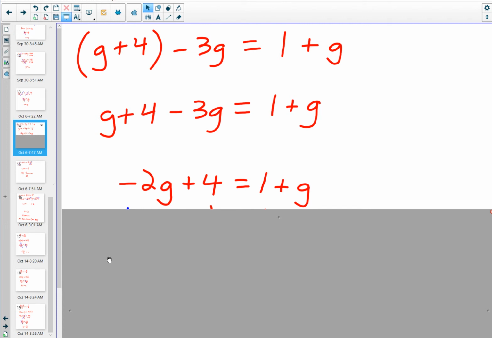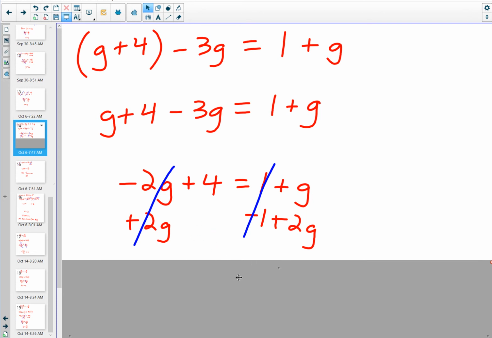Okay. Well, now, after these two extra steps, this equation has become like the last one I just did. I need to put the g's on the same side. Not because you have to, but I recommend to move the smaller coefficient. What number is smaller, negative 2 or positive 1? Negative 2. So I'm going to add 2g to both sides. Not because I have to, but I'm trying to avoid a negative.